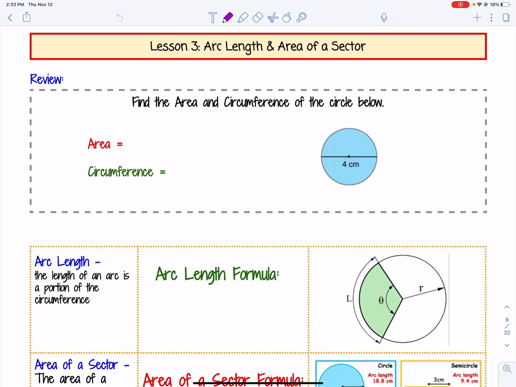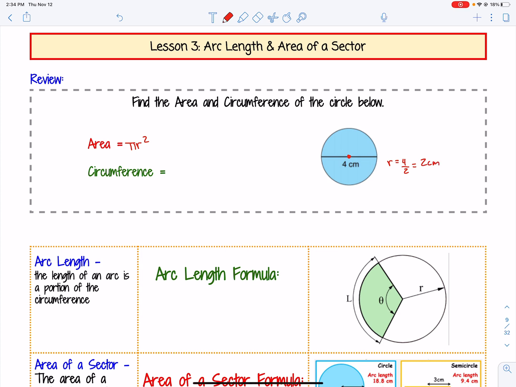In this video, we're going to take a look at arc length and area of a sector. So let's review. We're going to find the area and circumference of this circle below. The area of a circle formula is pi r squared. If you look at the circle, they gave us a diameter of 4, so the radius would be 4 divided by 2, which is just 2 centimeters. Half of the diameter is our radius.